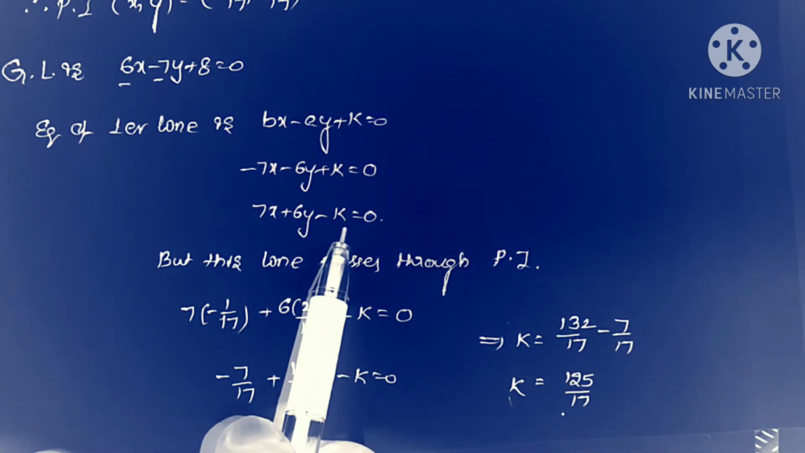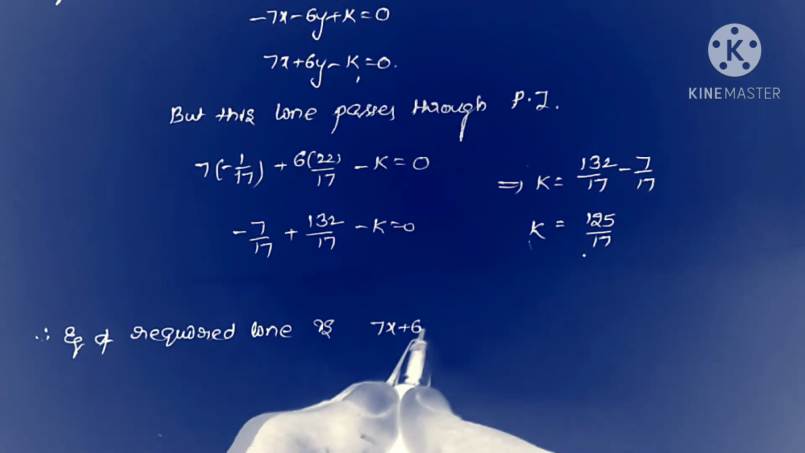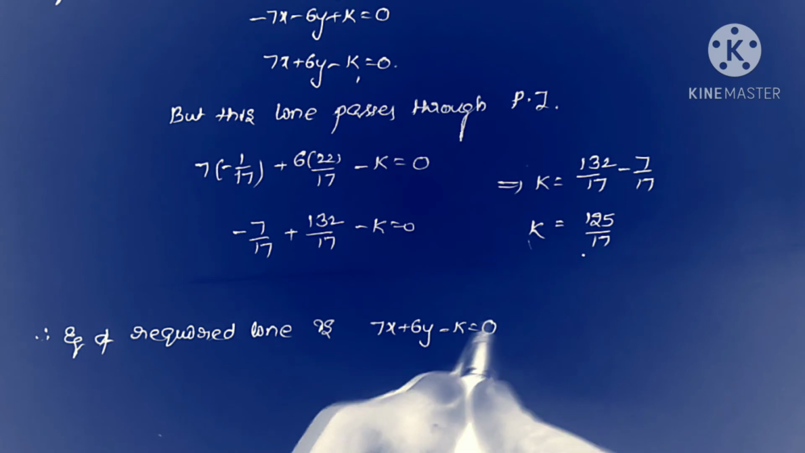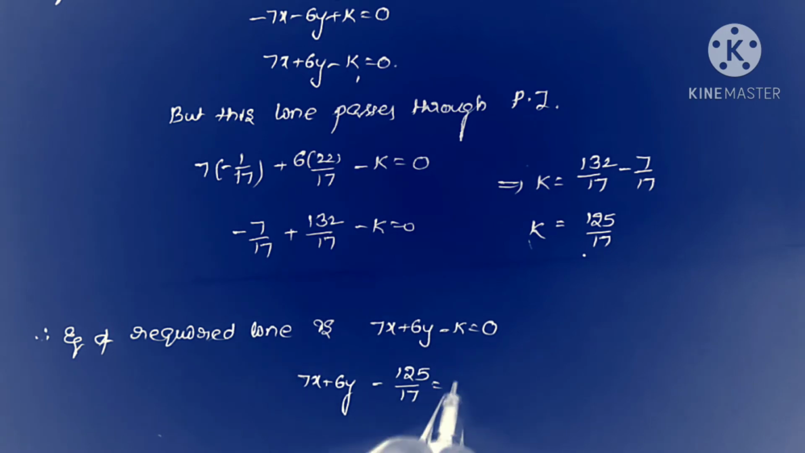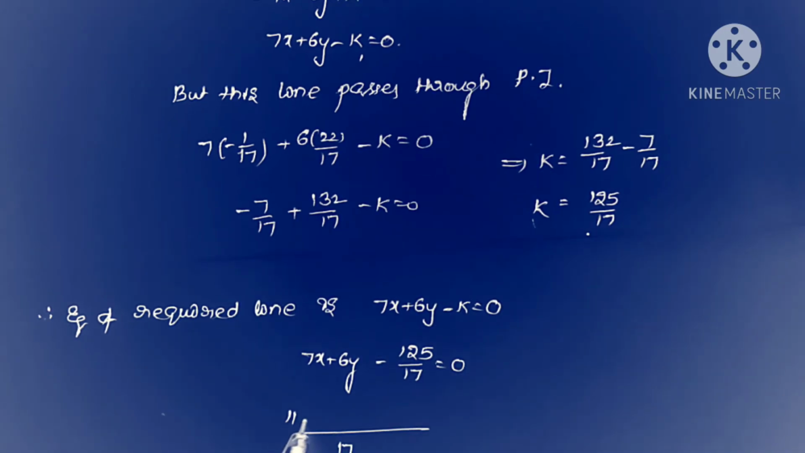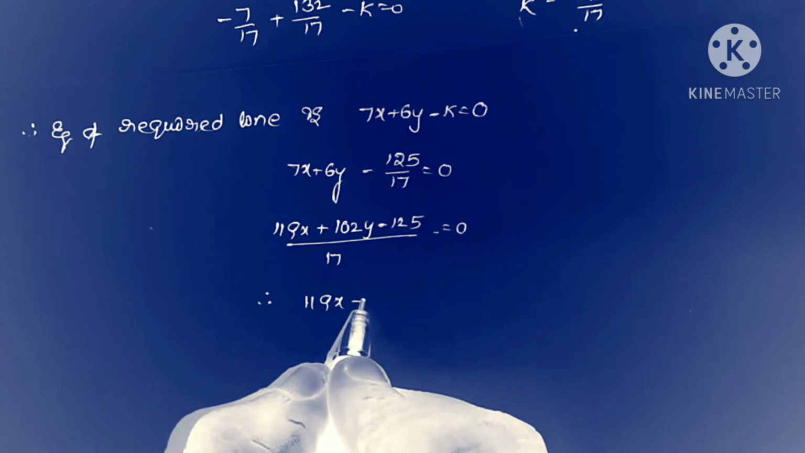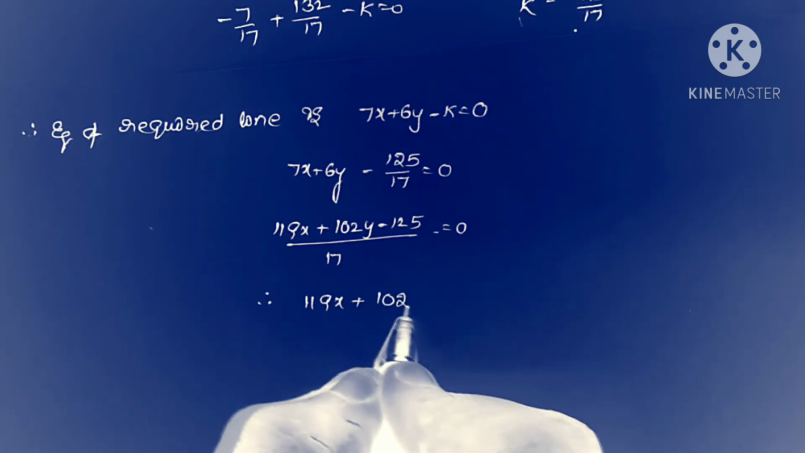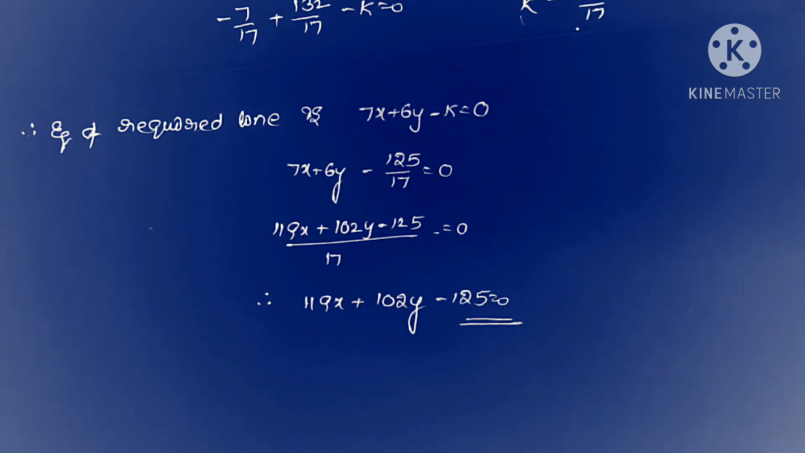Now replacing this k value in this equation. Therefore, the equation of the required line is 7x plus 6y minus k equal to 0. Replacing the k value, 7x plus 6y minus 125 by 17 equal to 0. Taking 17 LCM, 119x plus 102y minus 125 equal to 0. Therefore, the answer is 119x plus 102y minus 125 equal to 0. That's all. This is the answer.